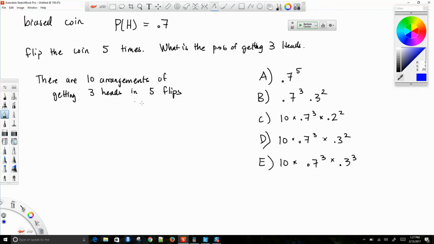So let's talk about how this works. Okay, so we're flipping the coin 5 times, and we need to get 3 heads, right? So getting 3 heads means how many tails are we going to get? We must get 2 tails. If we have 3 heads, we're going to get 2 tails. So one possible arrangement is we're going to have heads, heads, heads, tails, tails. Okay, that's one possible arrangement.